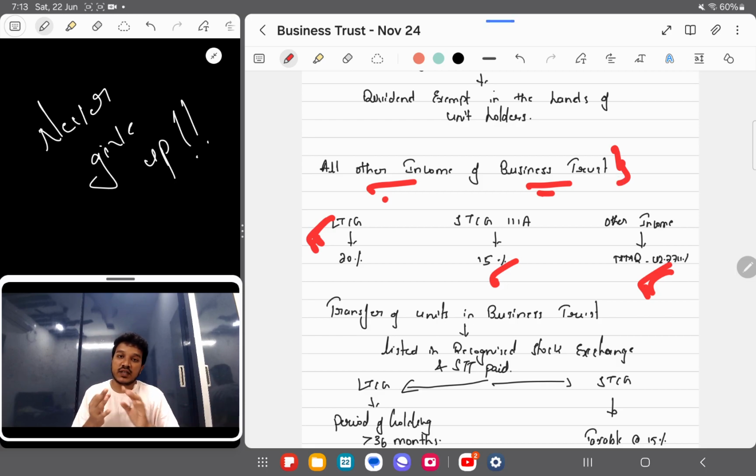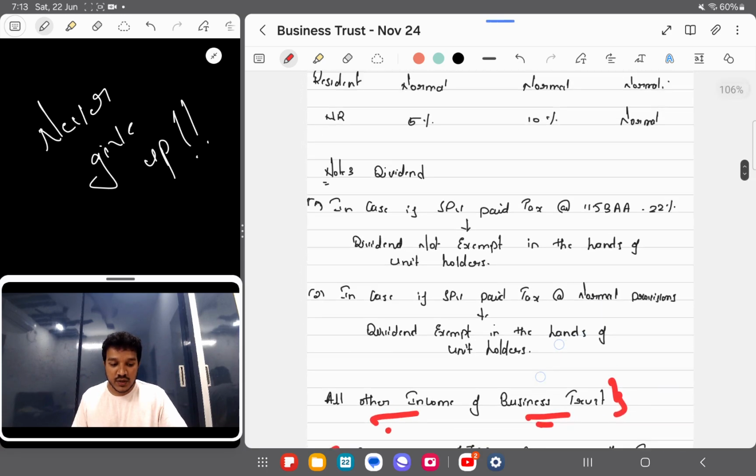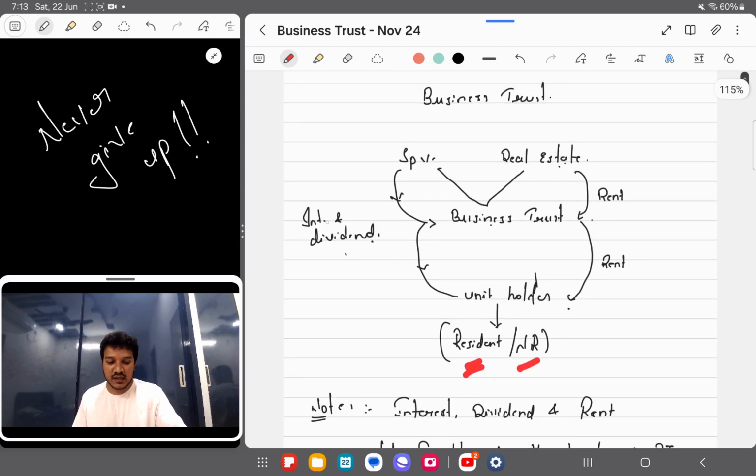I hope you understand. Only three incomes are taxable in the hands of unit holders, which are exempt in the hands of business trust. The rest of all other incomes are taxable in the hands of business trust and are exempt in the hands of unit holders. So in this chapter you need to give more importance to these three incomes: interest, dividend, and rent.